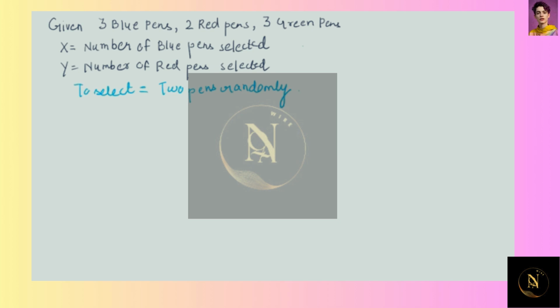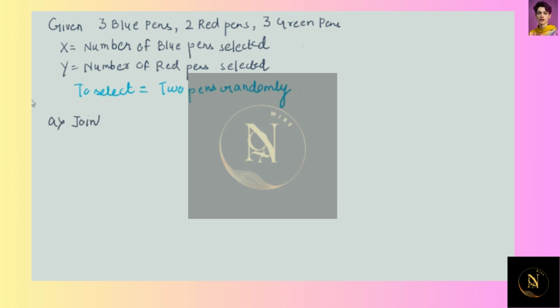Hello, in this question we have been given 3 blue pens, 2 red pens and 3 green pens, and we need to select 2 pens randomly. Event X denotes the number of blue pens selected and event Y denotes the number of red pens selected. And in the A part we need to first find the probability function, basically the joint probability function.